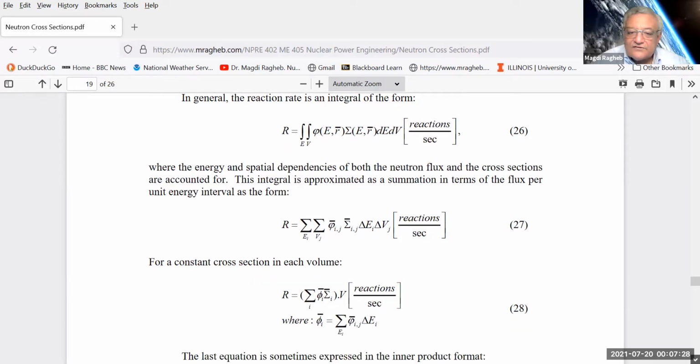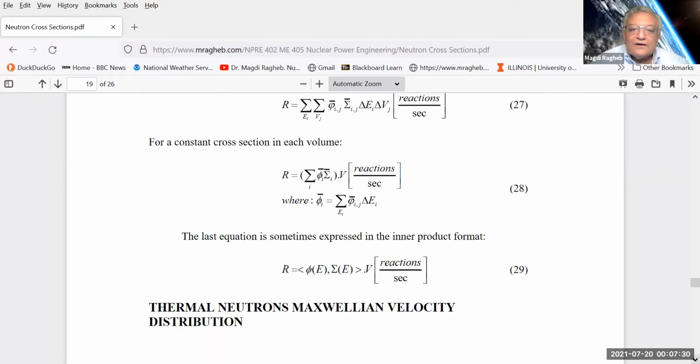If you have had classes in quantum mechanics, this description here, the general description of the reaction rate, can take the inner product format. So this is the inner product here using quantum mechanics or wave mechanics. You multiply that into the volume, but it's really the inner product of the flux as a function of energy into the macroscopic cross-section as a function of energy.